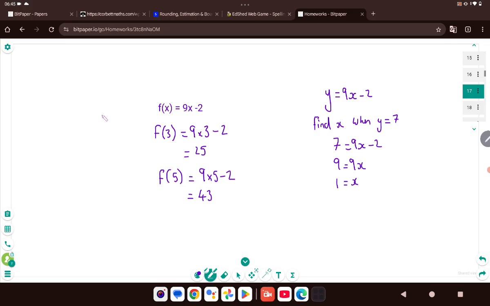And in function notation, what would that look like? Solve f of x equal to 7. So again, we'd put the function equal to 7, add 2 to both sides, divide both sides by 9. So it's just a different notation really at this stage. You are used to using all these different types of maths already. It's just getting used to the notation.